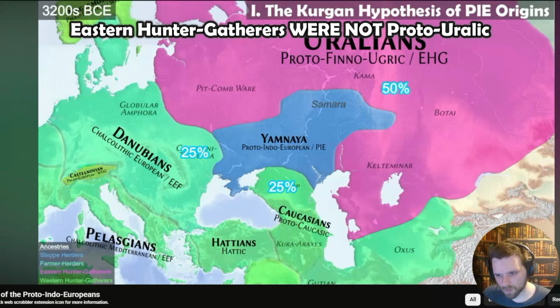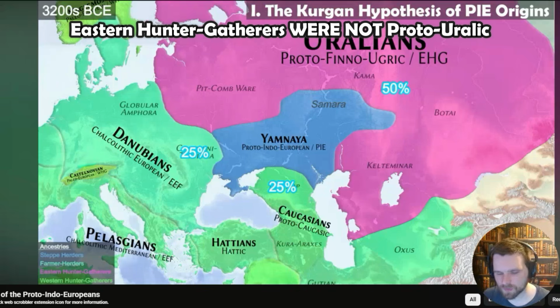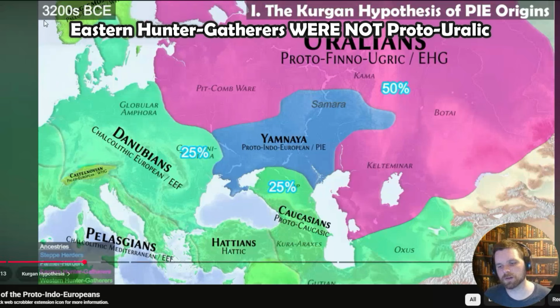Because we have a genetic story for who Eastern hunter-gatherers are, and we have an archaeological story for who they are. The archaeological story is all of these culture names you're seeing here, like Pitted Comb, Kama, Kelteminar. These are cultures that are Eastern hunter-gatherer, and ancestrally they are themselves, as Eastern hunter-gatherers, basically a mix of Western hunter-gatherer, so that's like European, Paleo-European hunter-gatherer, and North Eurasian hunter-gatherers.